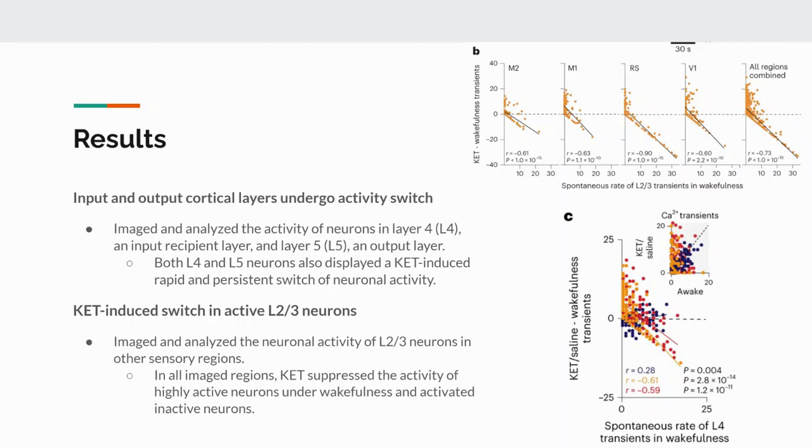Next, the researchers wanted to see if this activity switch was found in more than just the primary somatosensory cortex. So they imaged and analyzed the neuron activity of layers 2 and 3 in other sensory regions, like the primary visual cortex, a neighboring motor region, the forelimb primary motor cortex, and two associated areas, the secondary motor cortex and the retrosplenial cortex, with ketamine at both doses in all imaged regions. Ketamine suppressed the activity of highly active neurons and activated inactive neurons.